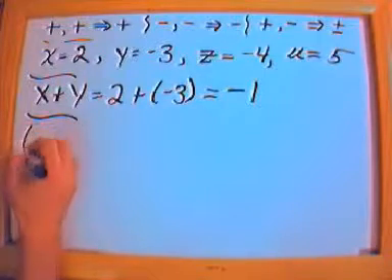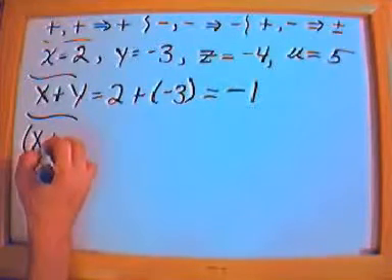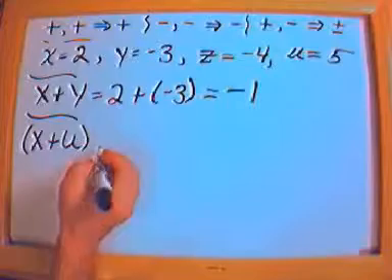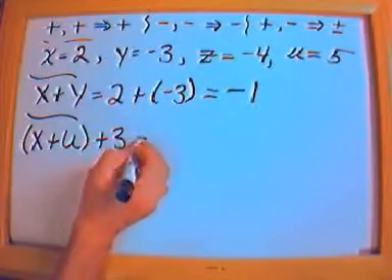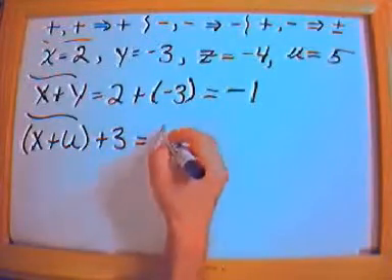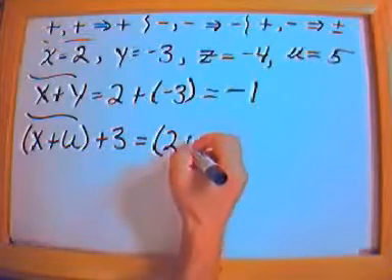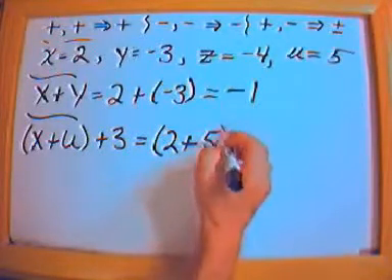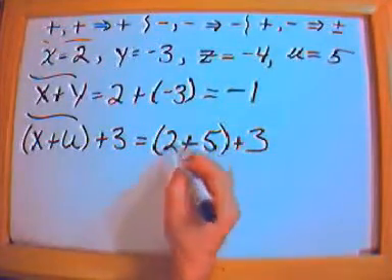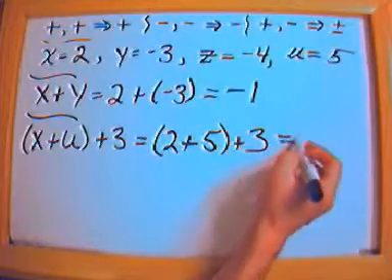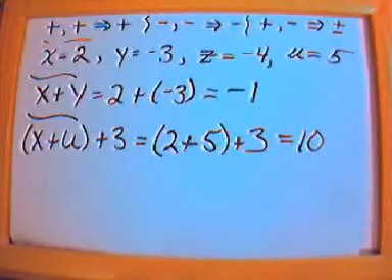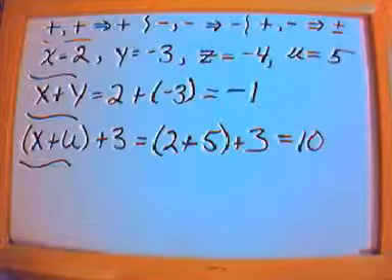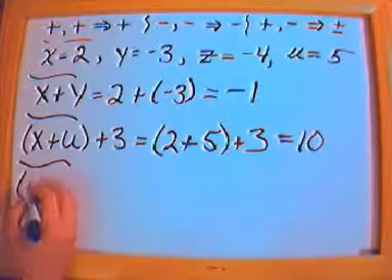Okay, let's try x plus u plus 3. Let's go ahead and plug it in. Parentheses, x is 2, plus u is 5, plus 3. 2 plus 5 is 7, 7 plus 3 is 10. That one wasn't very hard. Let's try something a little bit different.